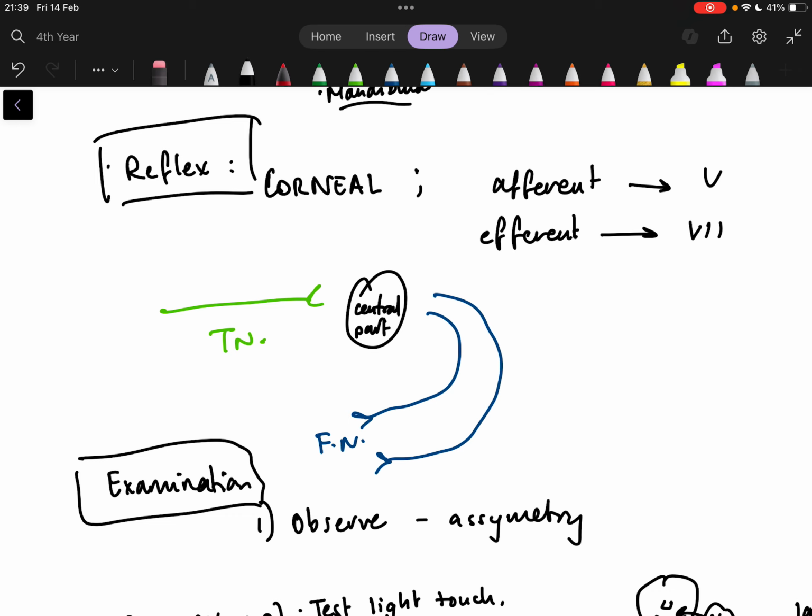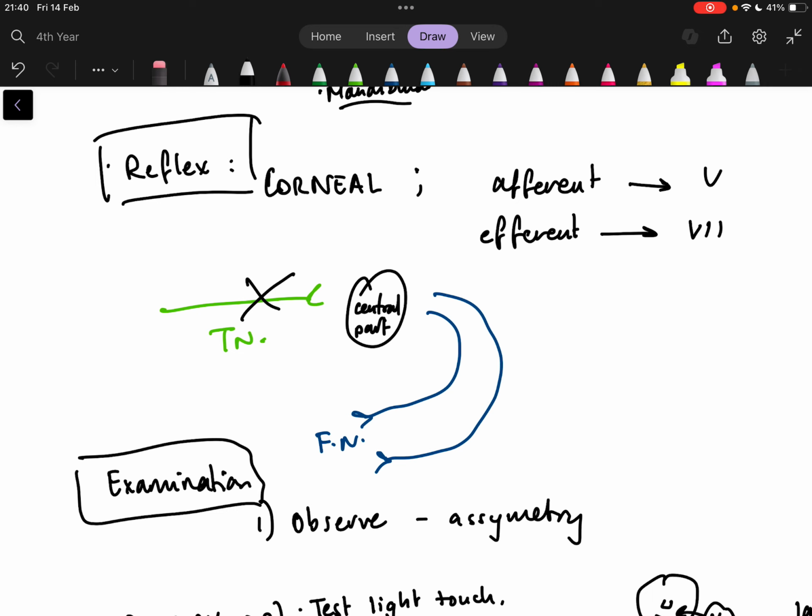So if you have an afferent lesion, which means basically if this trigeminal nerve gets mashed up, you're going to get an absent corneal reflex, obviously, because there's no sensation to actually give off a response. Basically, in order to do this corneal reflex, you're supposed to put a cotton wool on the corner of the eye, then the orbicularis oculi, which is supplied by the facial nerve, will contract. So if you have no afferent pathway, you're not going to get a response.